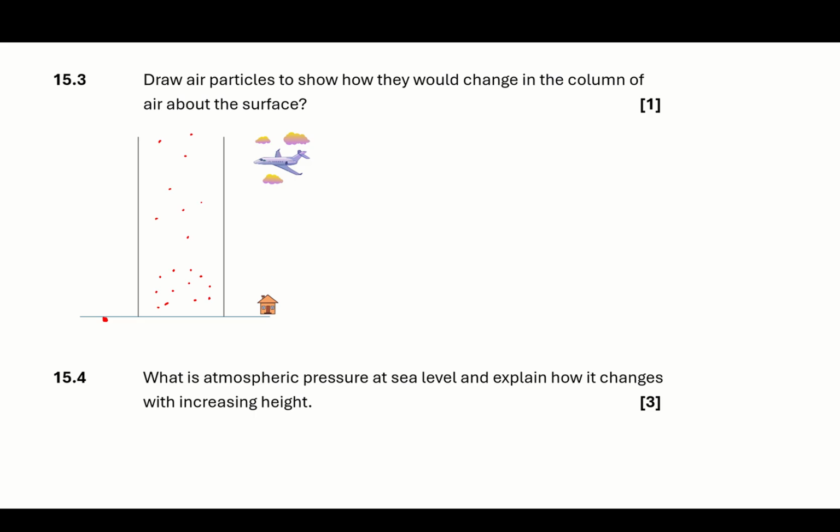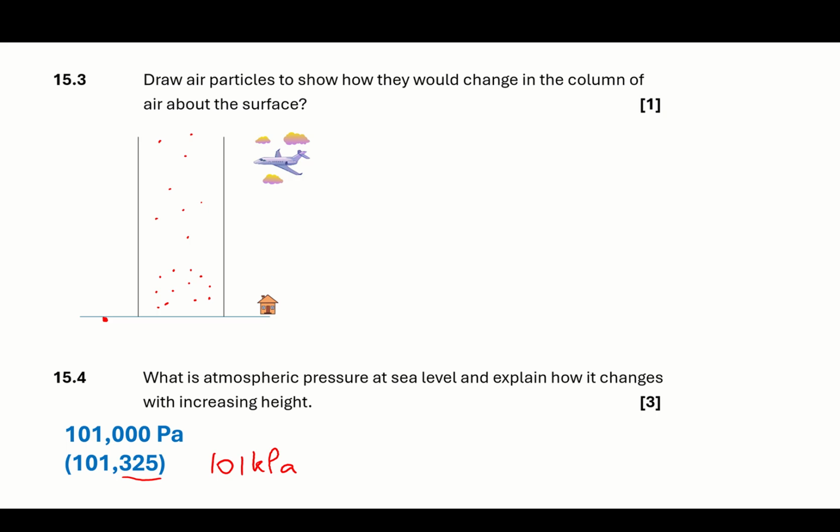Okay, what is atmospheric pressure? So it's 101 kilopascals, and explain how it changes with increasing height. So you've got a number to remember, 101,000 pascals. If you don't like that, 101 kilopascals or 101 kilonewtons per metre squared, but let's go with that. If you wanted to show off, 101,325, but you'd be quite happy with 101,000. So you've got to learn that number.